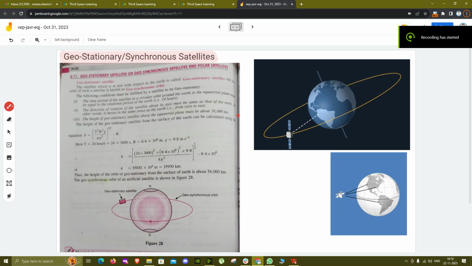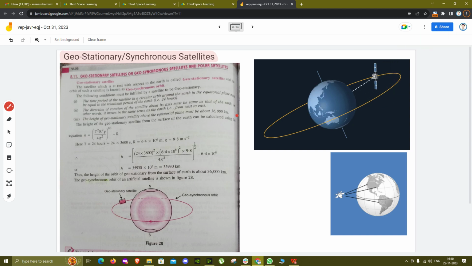Okay, guys, so welcome back to your gravitational chapter. Today we will be continuing with the last topic of the unit gravitation. Today we will discuss the geostationary or geosynchronous satellite and the polar satellite. These two are the types of artificial satellite.